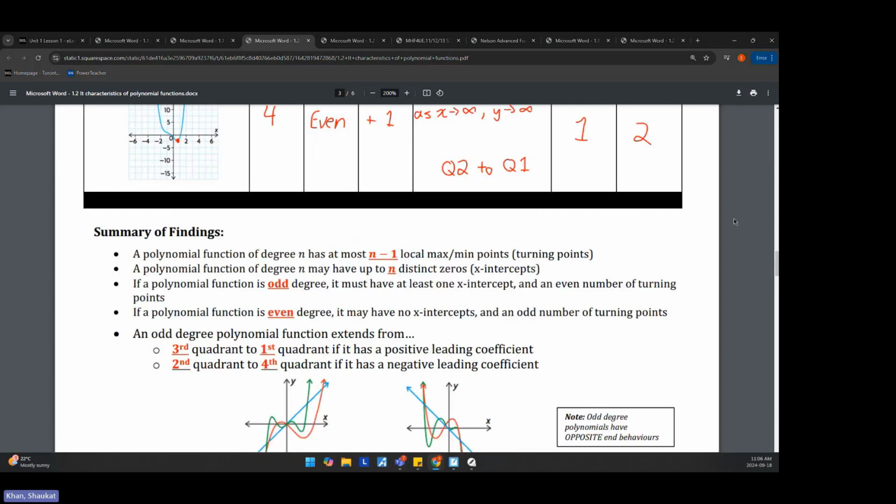But yeah, and then the next piece of information is a polynomial function that has an even degree. It may have no x-intercept. Remember, may have no x-intercepts, but has to have an odd number of turning points. That's always true, so that's important.